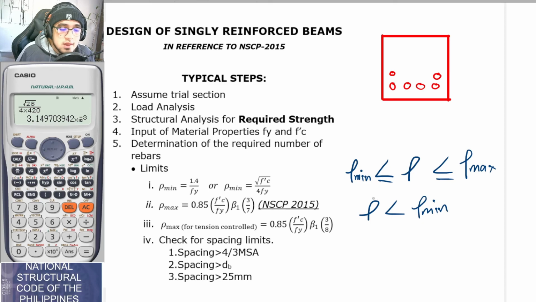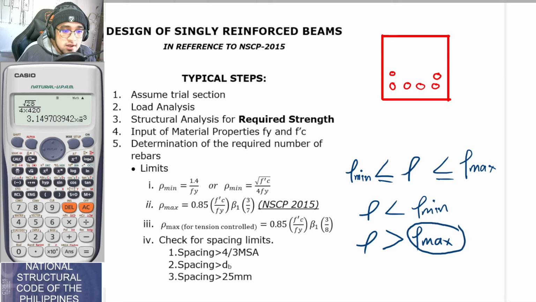So even though the rho that you have solved is below your rho minimum, you will now be using your rho minimum, as you would already have a little bit of a factor of safety. And if your rho is greater than your rho max, what will you do here? Would you use rho max? So the short answer is no.